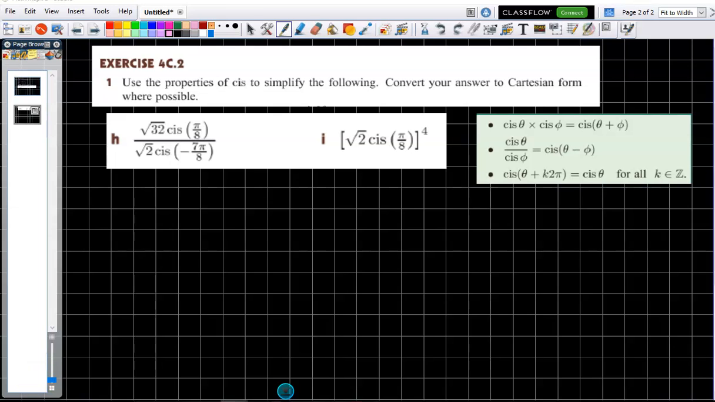What we should all be happy with is we're getting to know and love our properties of cis theta. So when we've got h, everybody was happy that we'd go this divided by this. And then it would be cis pi on 8, take minus, so take becomes a plus, that's okay.